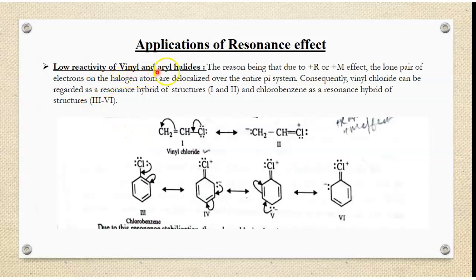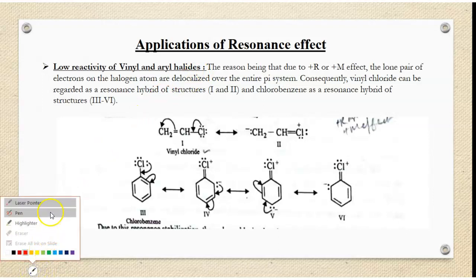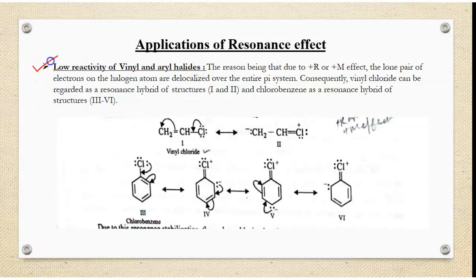Alright, so the very first application of resonance effect is low reactivity of vinyl and aryl halide. Basically, we are going to talk about this low reactivity. What is the reason behind the low reactivity of vinyl and aryl halide as per resonance effect? See, the reason is that it is due to the +R and +M effect, जिसे आप इलेक्ट्रॉन डोनेटिंग इफेक्ट भी बोल सकते हैं. It is the reason behind the low reactivity of vinyl and aryl halide.